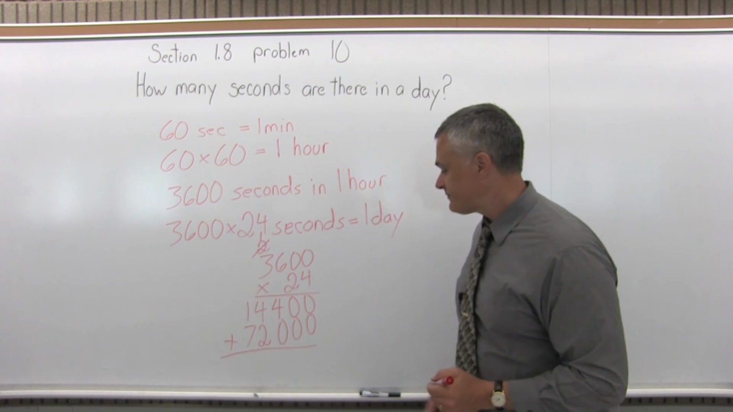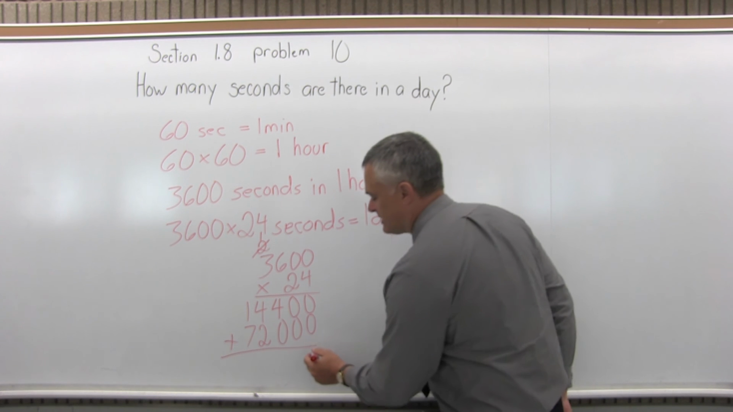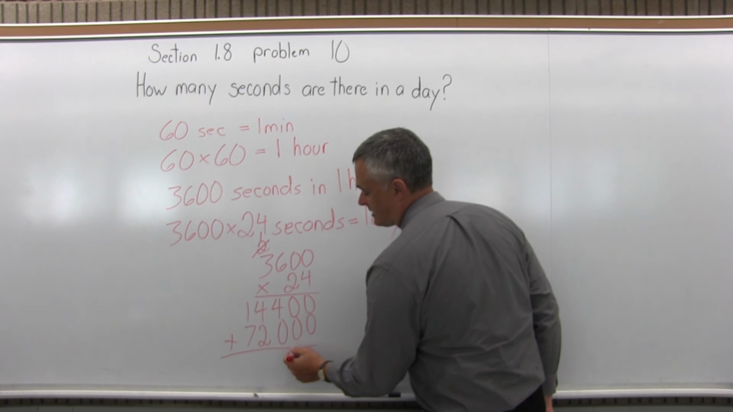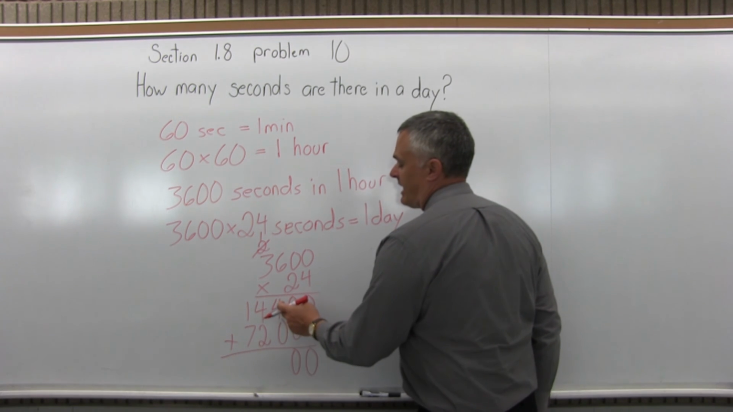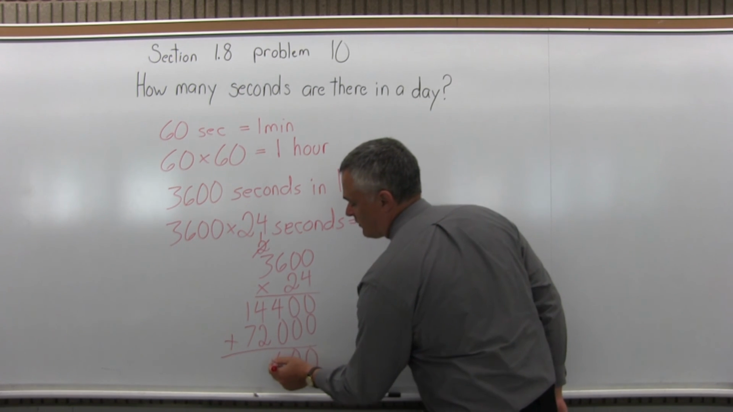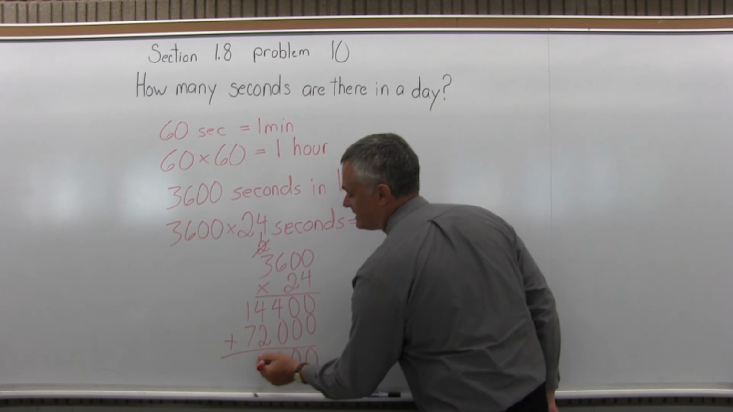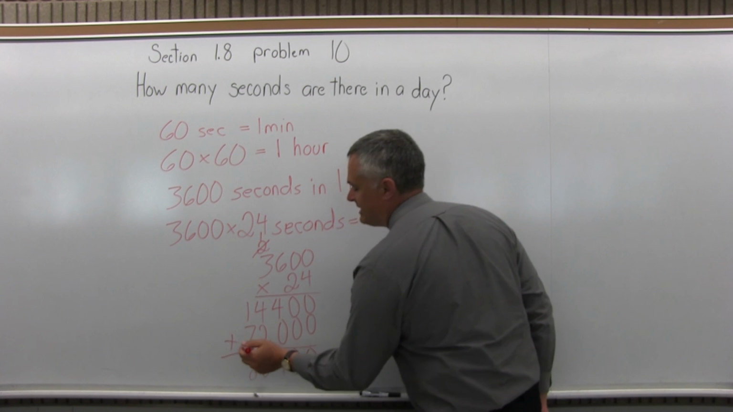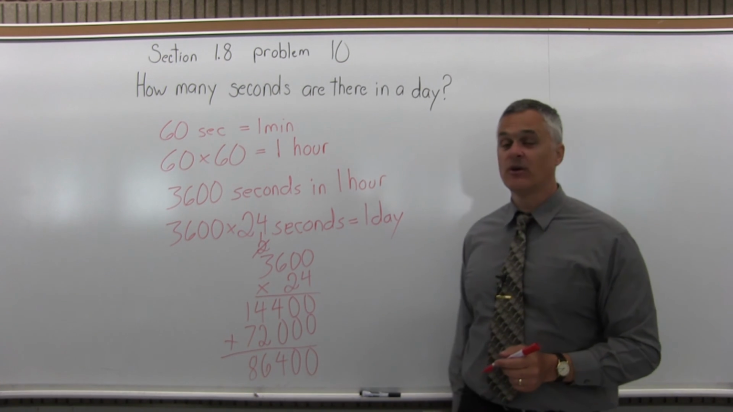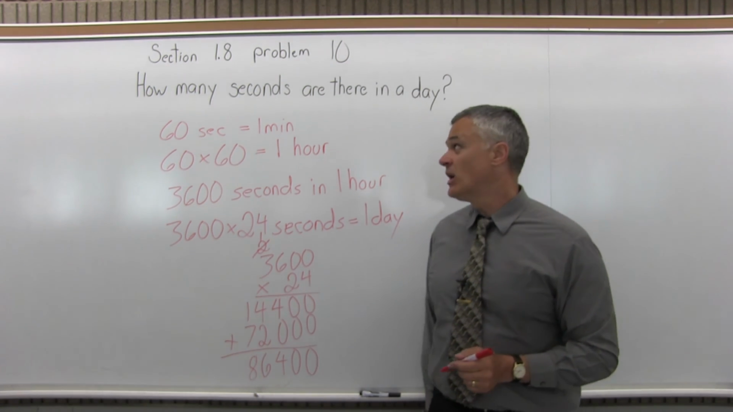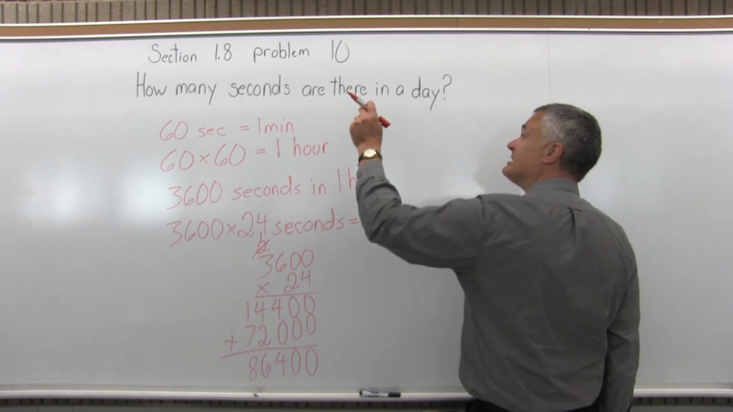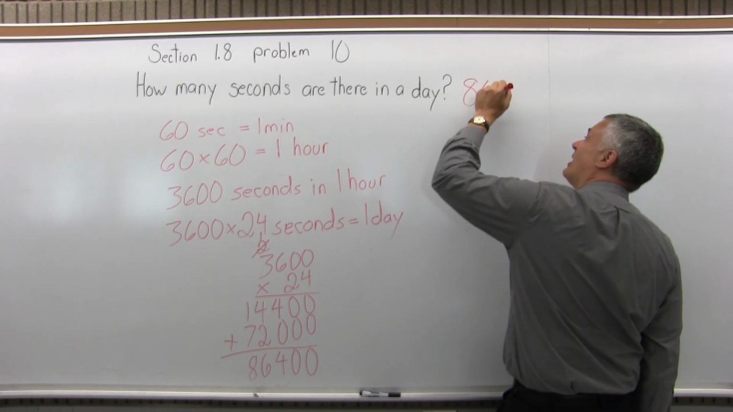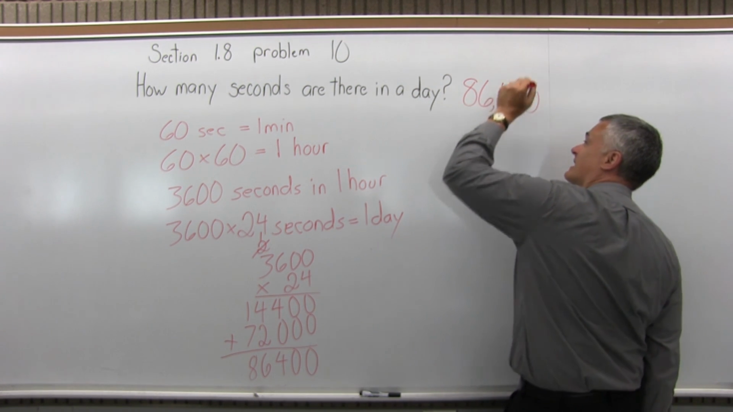Now I can add. 0 plus 0 is 0. The next column of digits is 0 plus 0 again, which is another 0. Then I have 4 plus 0 is 4. Then 4 plus 2 is 6. And finally, 1 plus 7 is 8. 86,400. So how many seconds are there in a day? There are 86,400 seconds in a day.